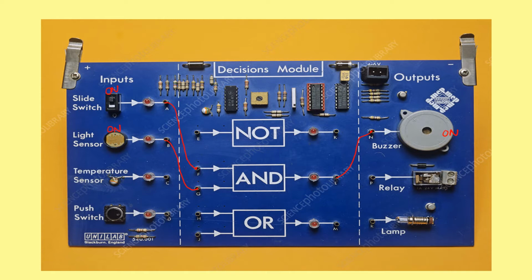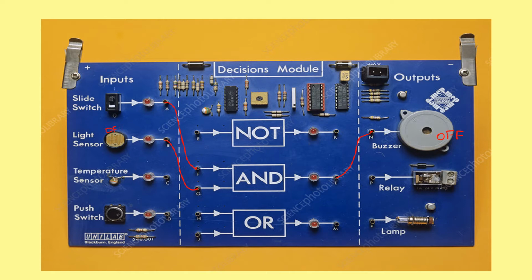If our light sensor wasn't sensing any light, if that was off, then our AND gate wouldn't work, this buzzer would be off. This is because both of our inputs need to be on for our output to be on.